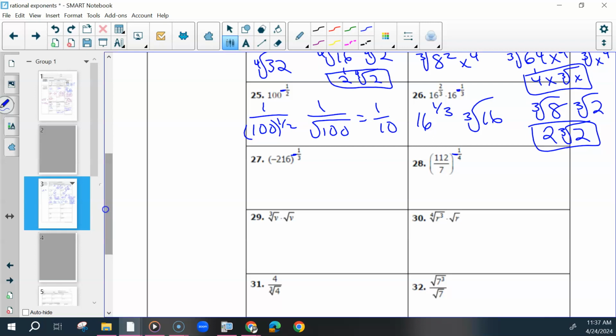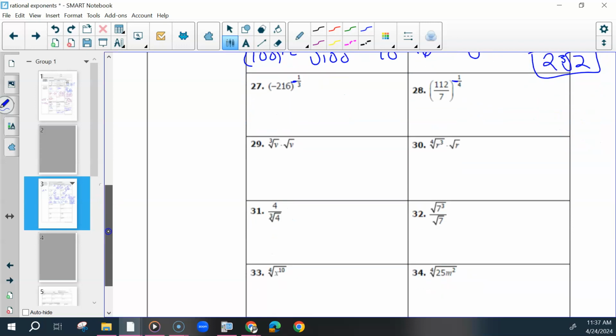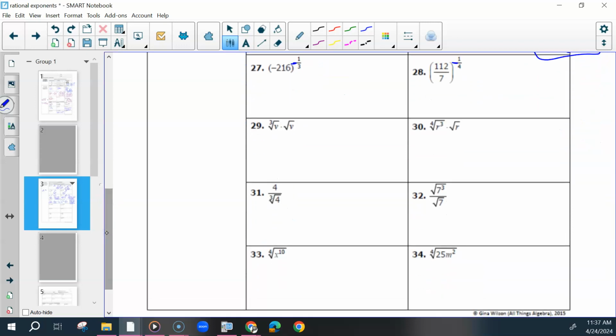Okay. Alright, in 29 through 34, it's now switched to give you radical form. So we're going to convert it back to exponential form, use our exponent rules, convert it back to radical form, and simplify if needed. So it's added an extra step. How would I write the cube root of b in exponential form? B to the power of 1/3. What about the square root of b? B to the 1/2.